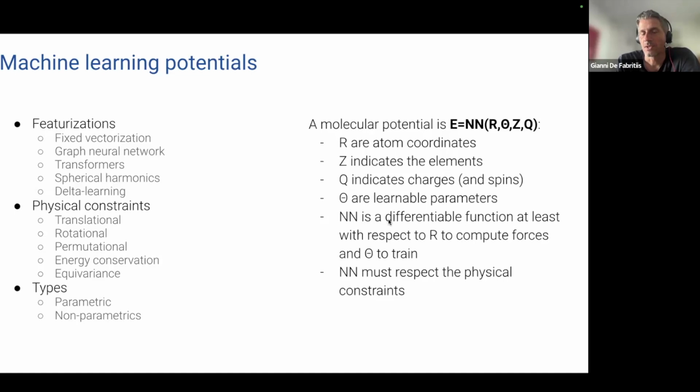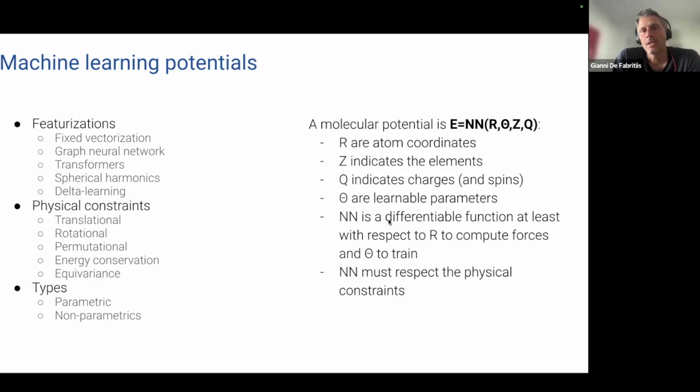The neural network is differentiable. So if you have this as an energy function, you can differentiate not just for the parameters to optimize, but also for R. And if you differentiate for R, you can get forces. So by just learning this energy function, you can actually get forces on the atoms. There are some limitations, and in particular, the neural network must respect some physical constraints. You cannot just have any neural network there.